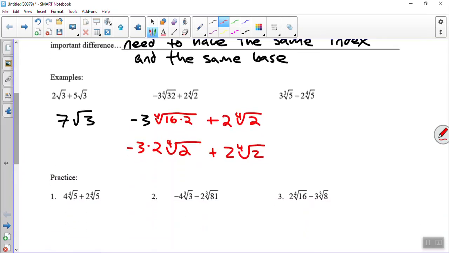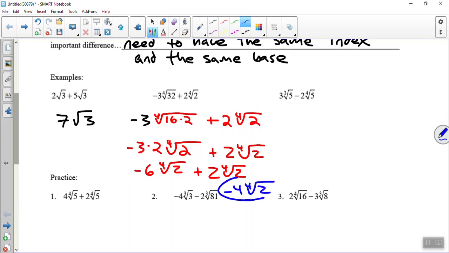Now I'm going to simplify and combine. So I've got negative 6 fourth root of 2 plus 2 fourth root 2. Negative 6 plus 2, we get negative 4 fourth root 2. Okay. So before you just dismiss it and say, no, sorry, different base, make sure you can't reduce it by whatever root you're given. Okay?